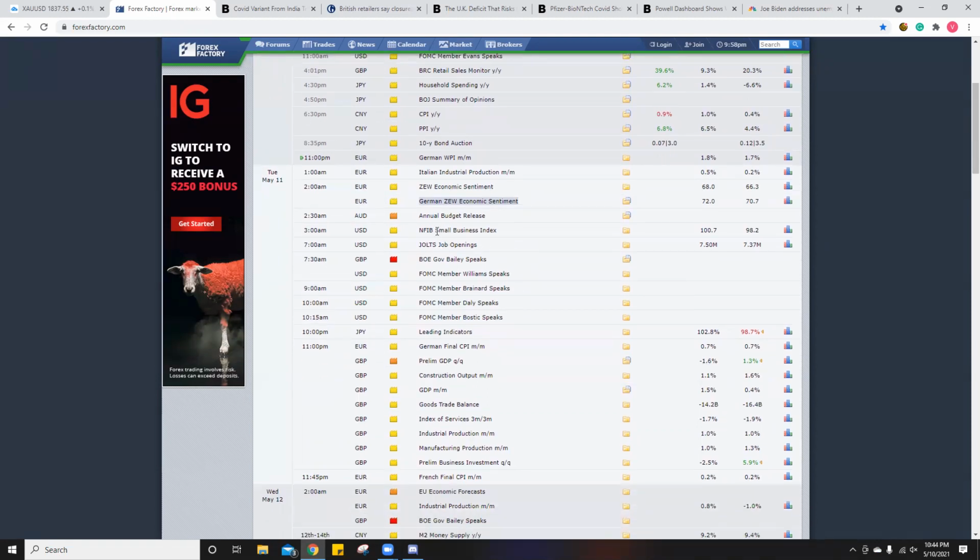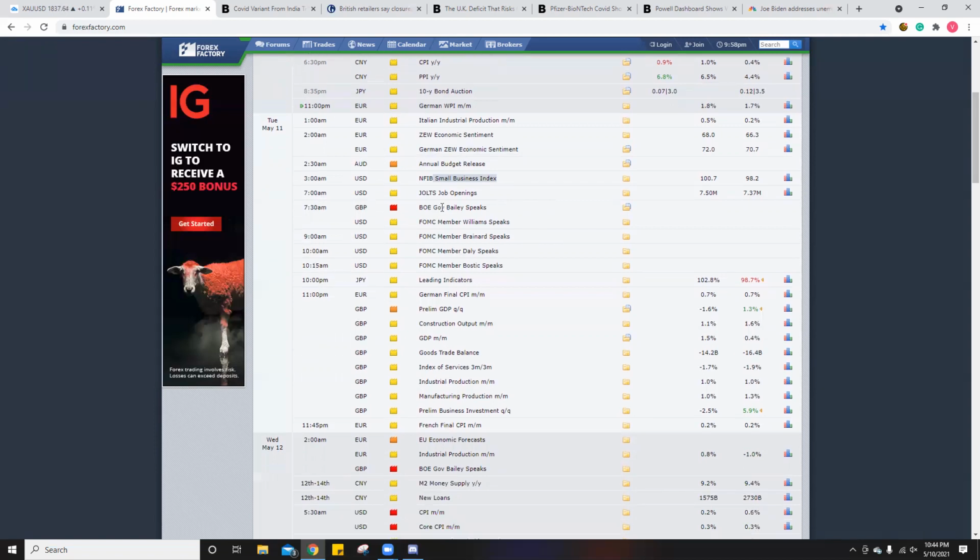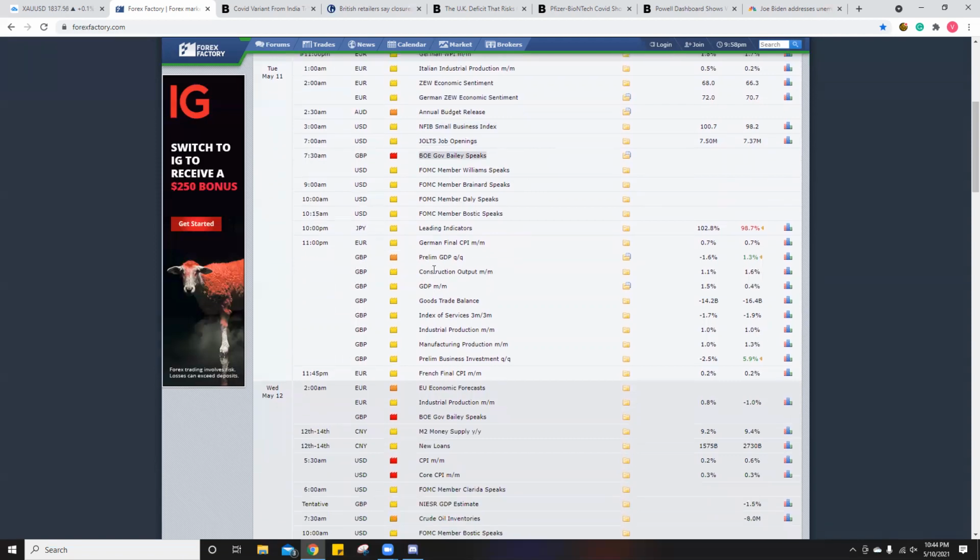As we go further down, you have small business index coming out at 3 a.m., which is also London time. And then you have job openings in New York session, and then you also have Governor Bailey speaking. And right after that, you just have FOMC members speaking back to back. So you want to watch out for these as well if you're trading any USD pairs.